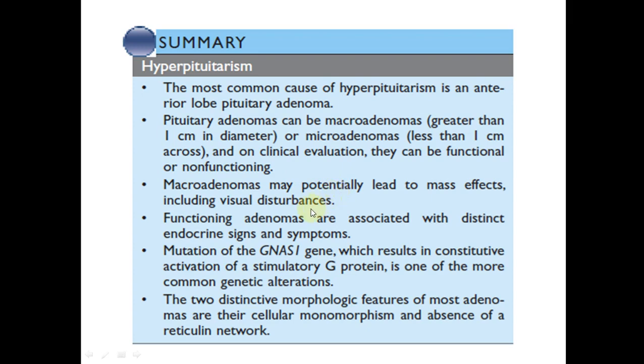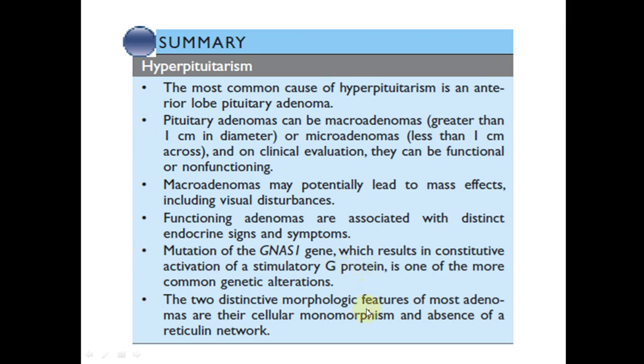And the excess production of the hormones is associated with signs and symptoms depending upon which hormone is produced, whether it is a growth hormone, a gonadotropic hormone, or a corticotropic hormone. So symptoms and signs differ with the hormones produced by a pituitary adenoma. Genetic mutations mostly occur in the alpha subunit of the G protein coupled receptors, and the GNAS1 gene is the gene that encodes the alpha subunit of the G protein coupled receptors.